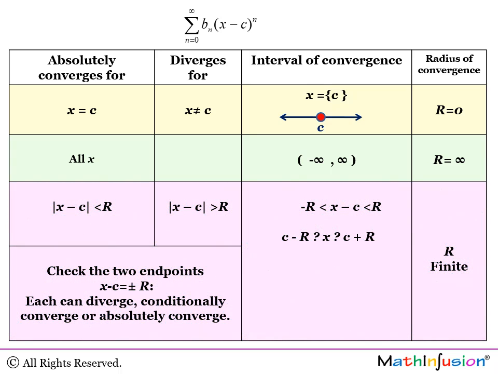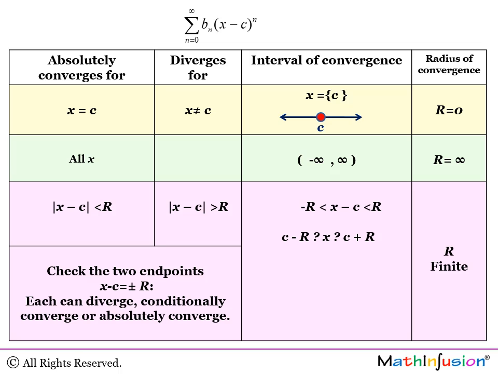The more complicated case is this one. The series absolutely converges only for x's such that the absolute value of x minus c is less than r, and diverges for all the values of x for which the absolute value of x minus c is greater than r. In this case, the interval of convergence contains all the numbers between c minus r and c plus r. The problem here is that we need to check the two endpoints. The two endpoints are obviously x minus c equals plus or minus r.